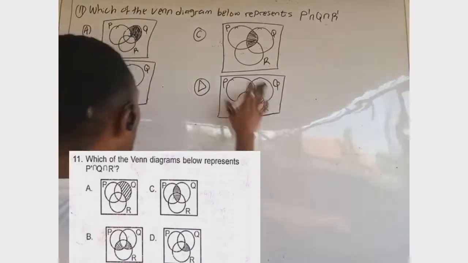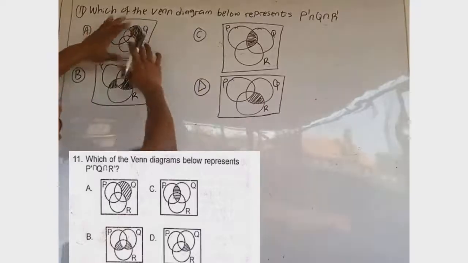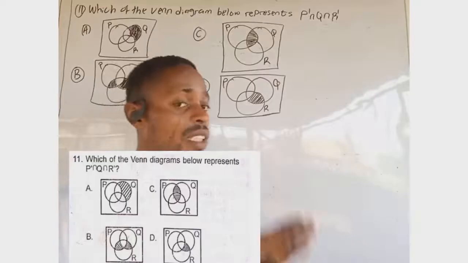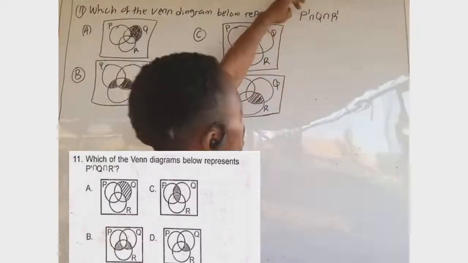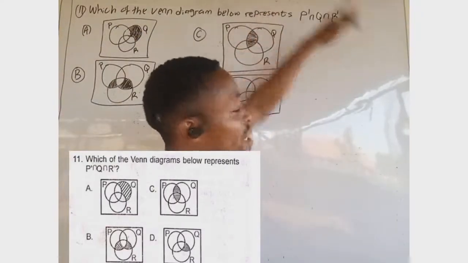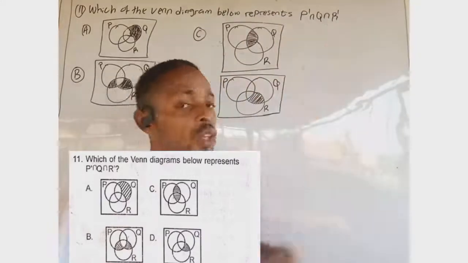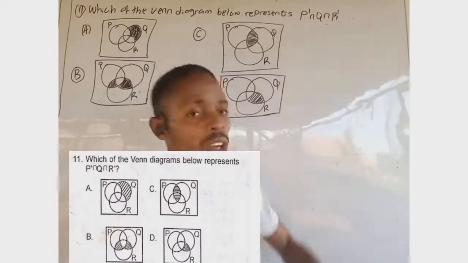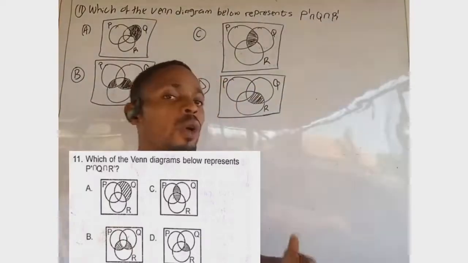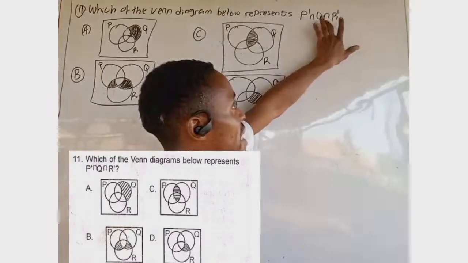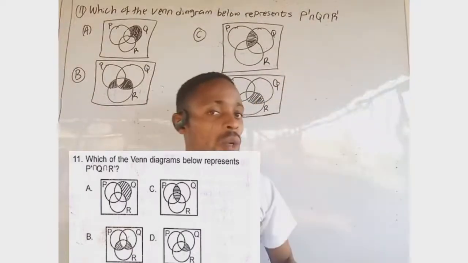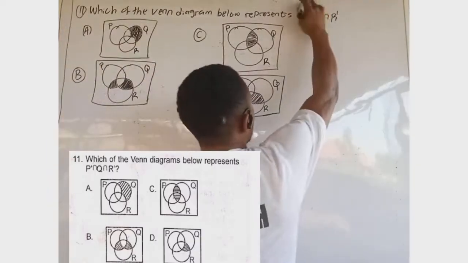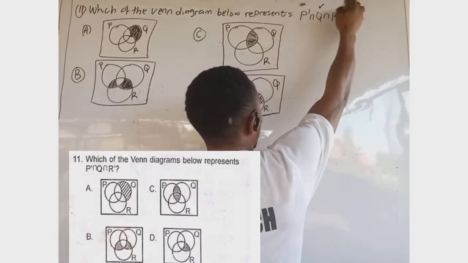They are talking about the shaded part. The universal set is where the shading is. Here we are given P complement, or P bar, which means P will not be shaded. Q has no complement and no bar, which means Q is shaded. Intersect R means R will not be shaded. So P will not be shaded, R will not be shaded, while Q will be shaded.